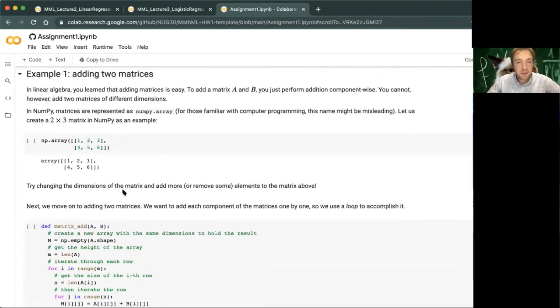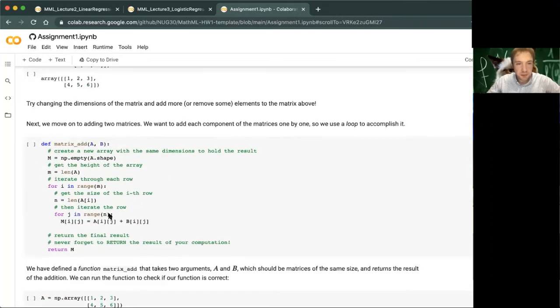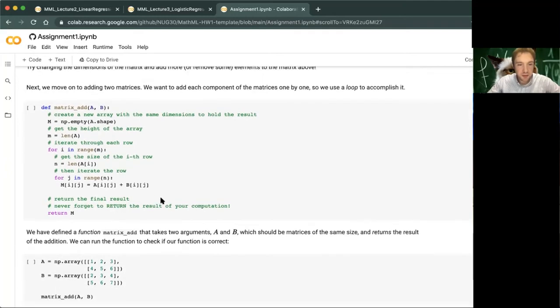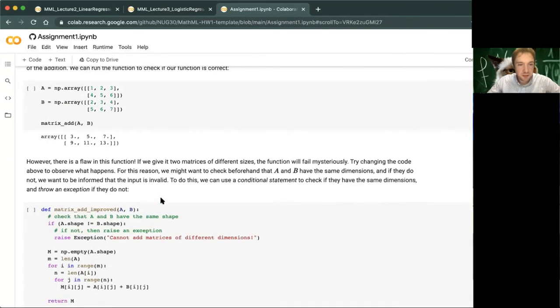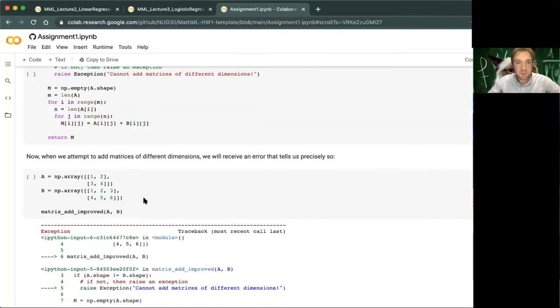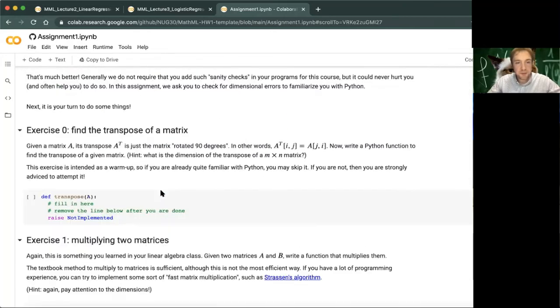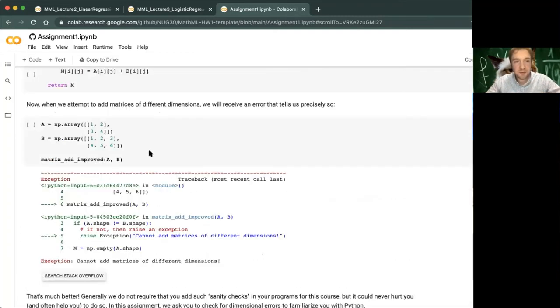And your first exercise is, here's an explanation how you could write a function which adds two matrices, and also how to deal with some exceptions. And the first exercise is that you write a function which calculates the transpose of a matrix. So you need to use these concepts here.